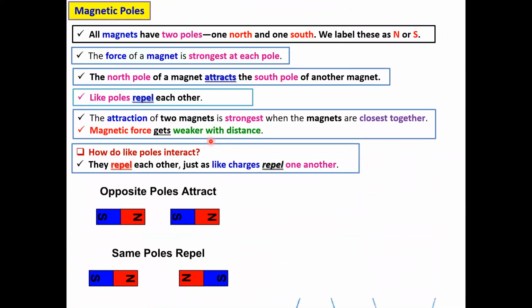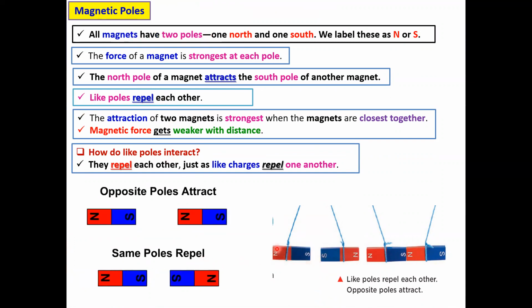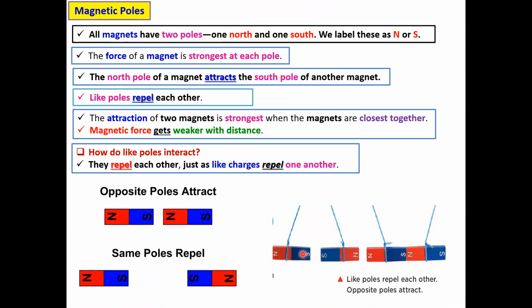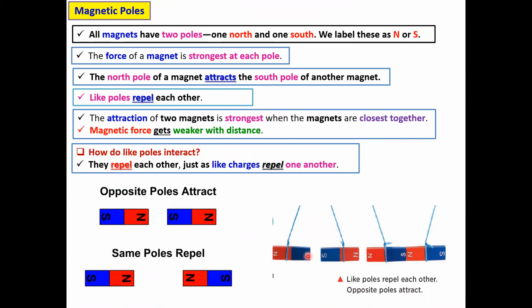Magnetic poles, okay? All magnets have two poles, like this. Yeah, this red is north and this blue is south. All magnets have two poles, one north and the other south. We can label them N and S. N is north and S is south, okay?